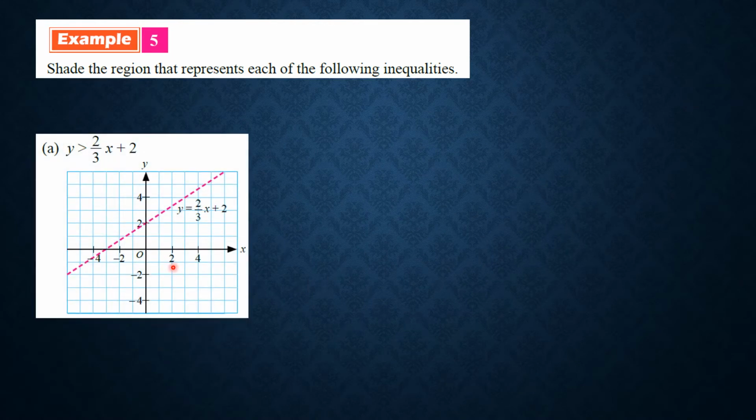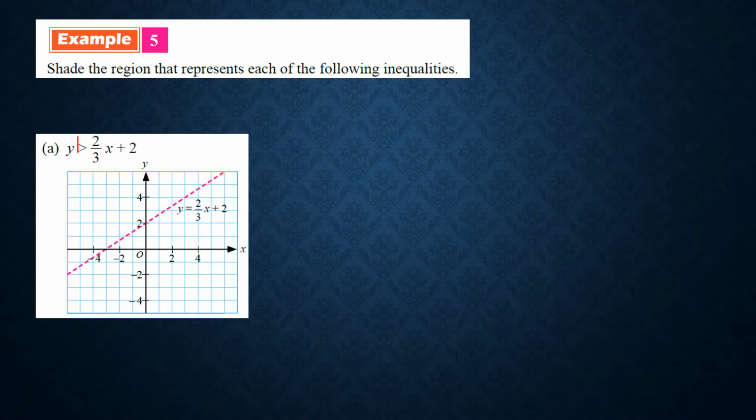This is the diagram given for part A. The inequality is y greater. How do you identify greater? Okay, just put a line. So it becomes greater, you can look at the letter B, besar. y greater than 2 over 3x plus 2. The diagram is already given to you, and the line for y equals 2 over 3x plus 2 is also drawn.